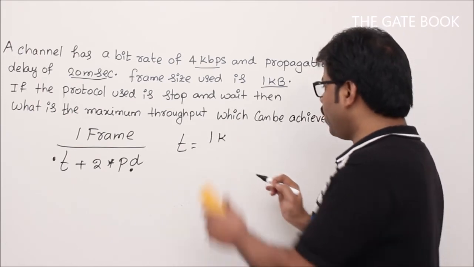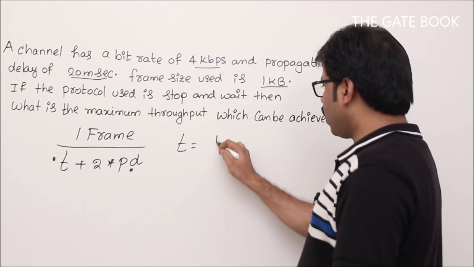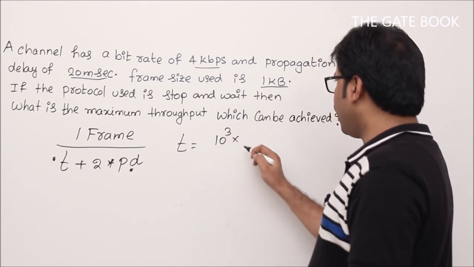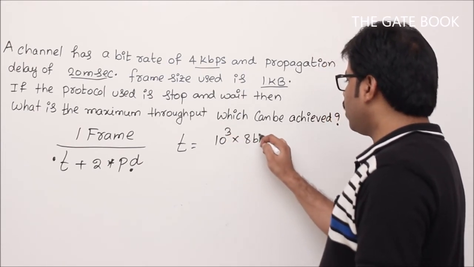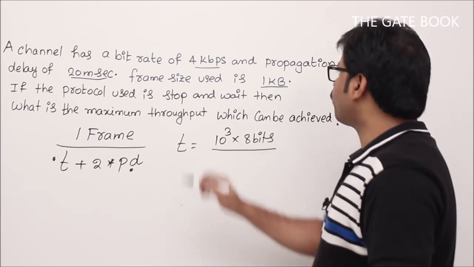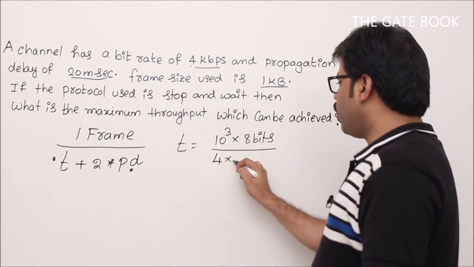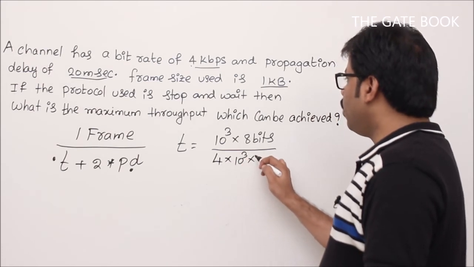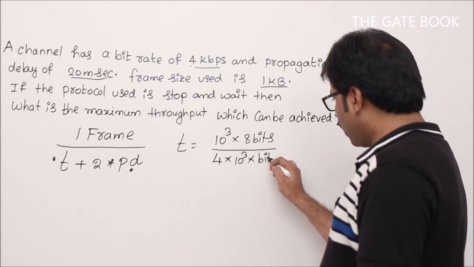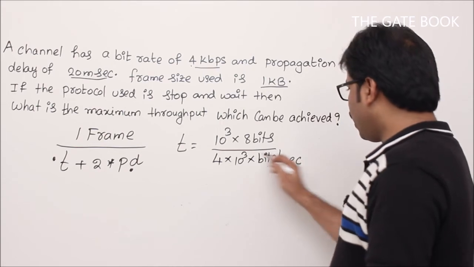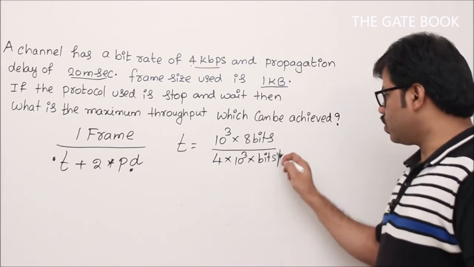Simple. Transmission time formula is frame size, 1 kilobyte. Let's convert it into bits. So 1k, that means 10 cube, into byte means 8 bits, correct? Message size by bandwidth. What is the bandwidth? 4 kbps. 4 into k means 10 cube. bps means bits per second. So if you write clearly like this, it will be easy for you to simplify the thing.